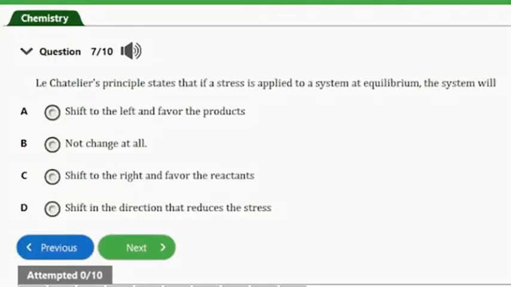Question number 7 here. It says Le Chatelier's principle states that if a stress is applied to a system at equilibrium, the system will A, shift to the left and favor the products, B, not change at all, C, shift to the right and favor the reactants, D, shift in the direction that reduces the stress. So guys, the answer to this question is option D here. That's to shift to the direction that reduces the stress.